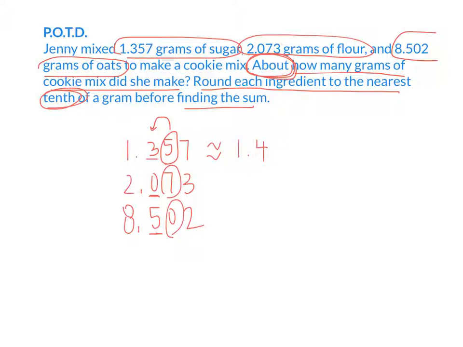Okay, what about the next amount, the amount of flour? What digit do we have in the hundredths place? 7. Is that 5 or more? Yeah. So it's going to bump up our tenths place by 1. So 2.073 is close to 2.1.